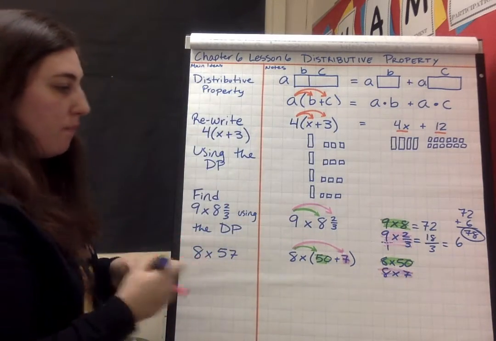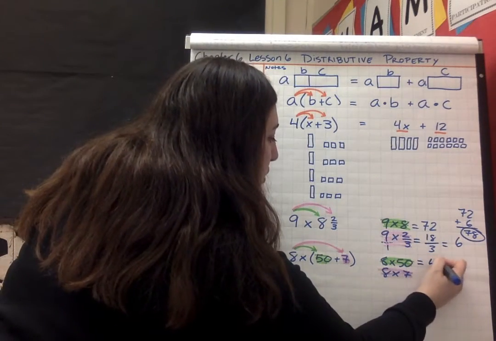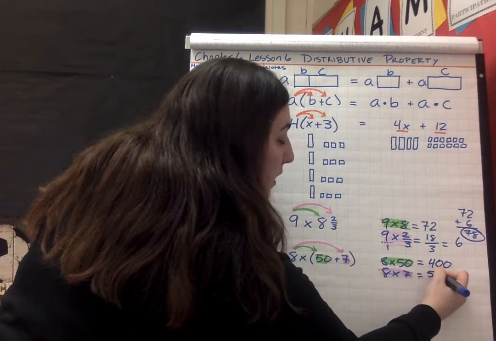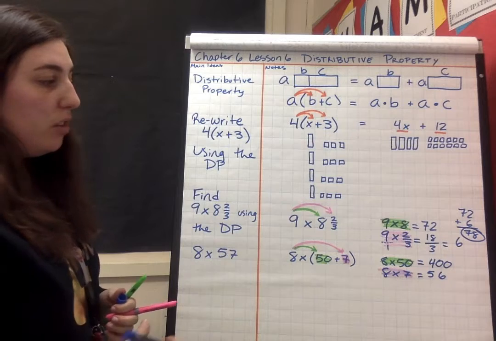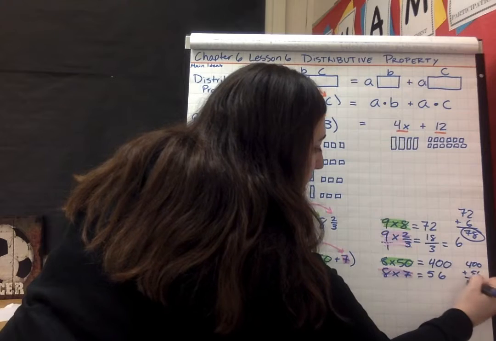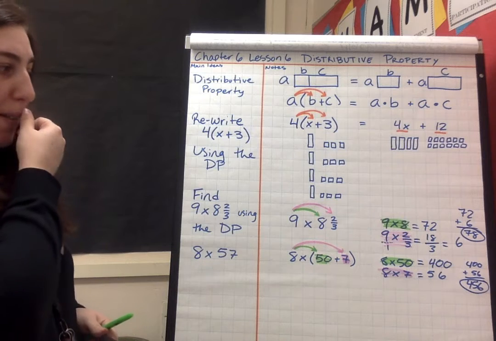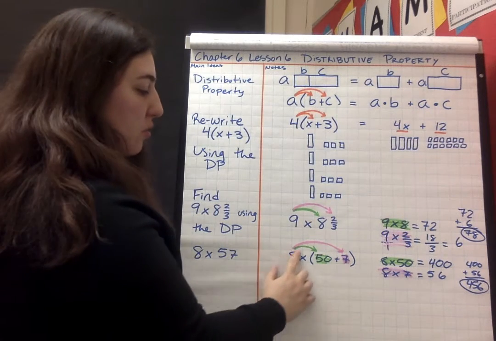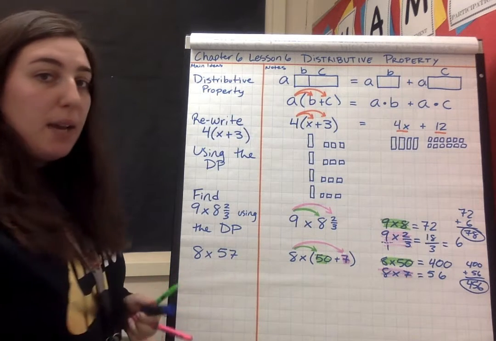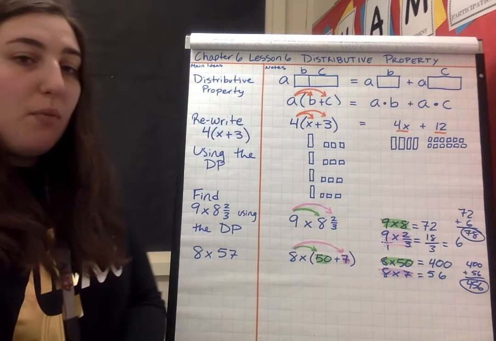All right. 8 times 50, if I do that mental math in my head, that's 400. And 8 times 7 is going to be 56. So then I can just add those on the side to get my answer. 400 plus 56, you get 456. All right, so again, I just distributed the 8 to both numbers, multiplied them, and added them to get my answer. Okay, last example.